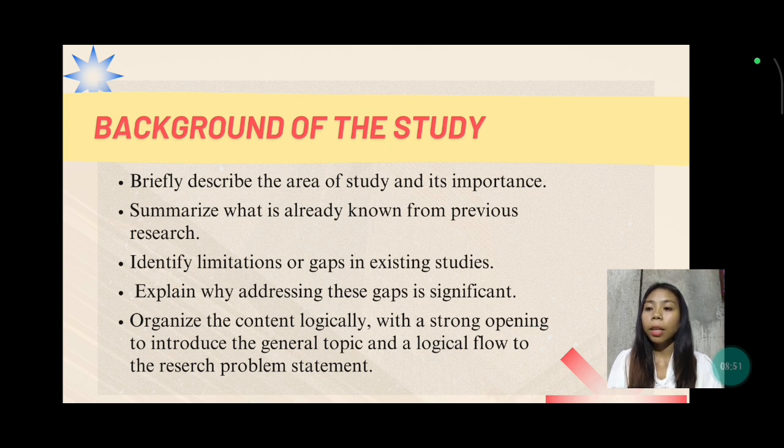And next is to summarize what is already known from previous research. Previous studies have shown that the variables under investigation are related and play an important role in academic success. These studies provide a foundation and support the need to further examine the topic. And next is to identify limitations or gaps in existing studies. It means that despite existing studies, limitations remain, such as differences in context, sample size, or population.